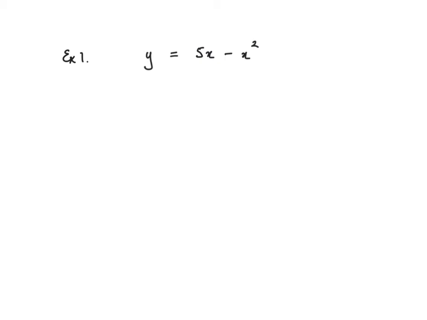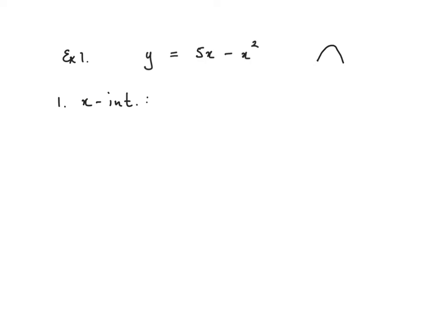Now the first thing to note here is that we have a negative x squared, which means that the graph of the function is going to be a sad face. Now we want to work out the x-intercepts. We're going to use exactly the same steps as in the last video.